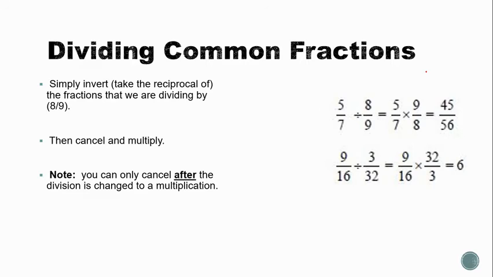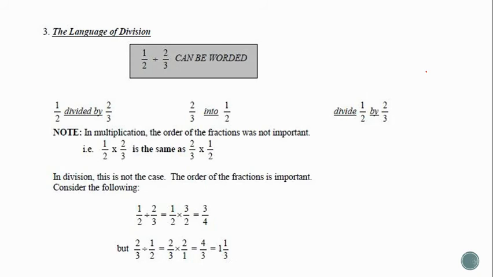Okay? So you can note that you can only cancel after division is changed to a multiplication. The language of division, so 1/2 divided by 2/3, it could be worded into 1/2 divided by 2/3, 2/3 into 1/2, divide 1/2 by 2/3. Note, in multiplication, the order of fractions was not important, but in division, this is not the case. The order of fractions is important.